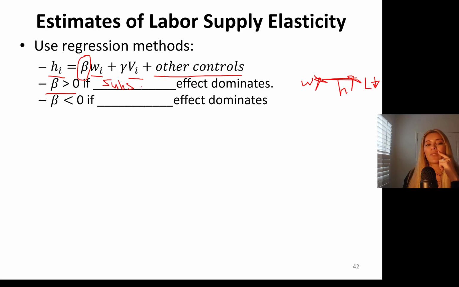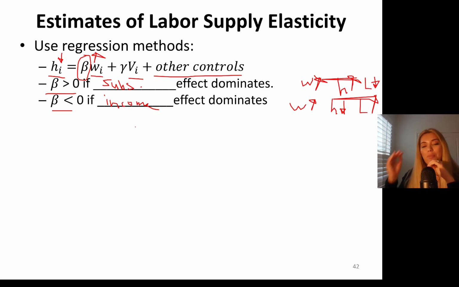If beta is negative, in English it means one goes up and the other goes down. They move in opposite directions. Wages go up, hours went down. Why? Leisure went up actually. This is the income effect dominating. You feel richer. This is the top part of the labor supply curve, the backward-bending portion.